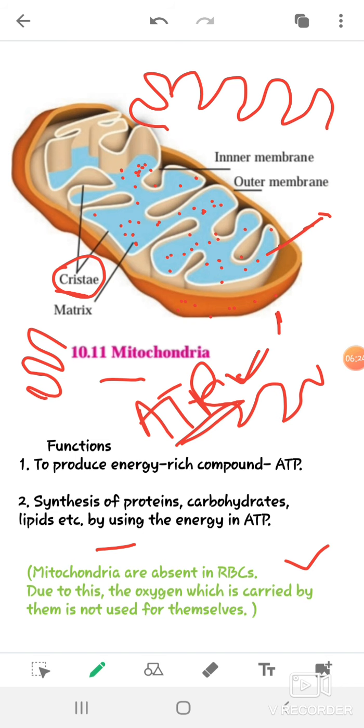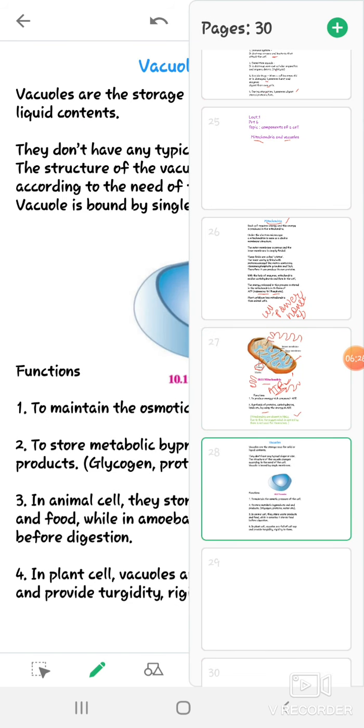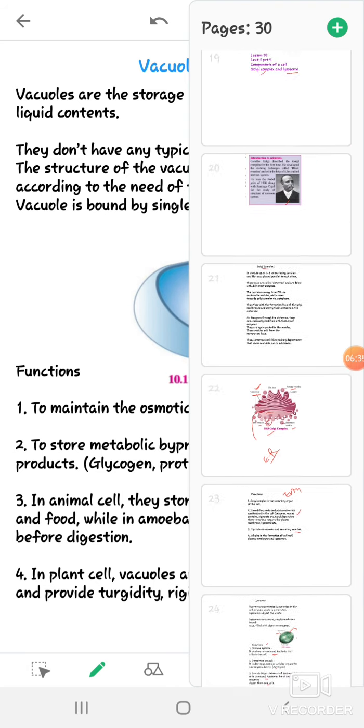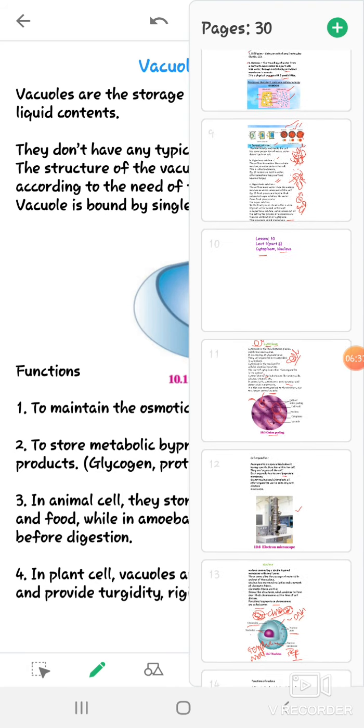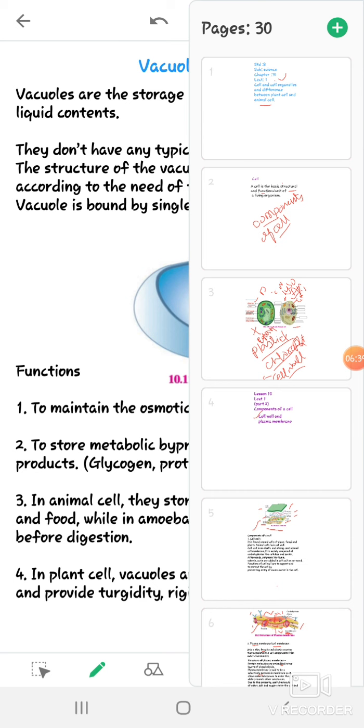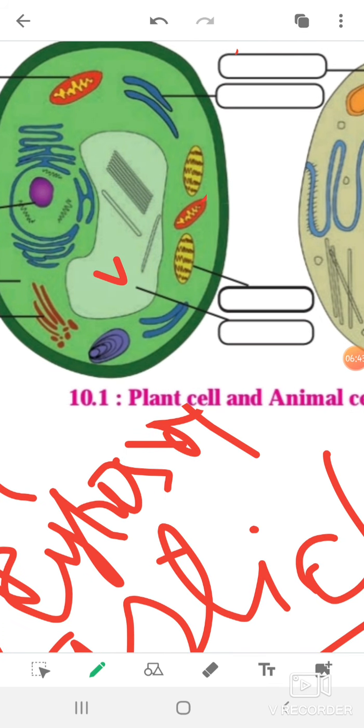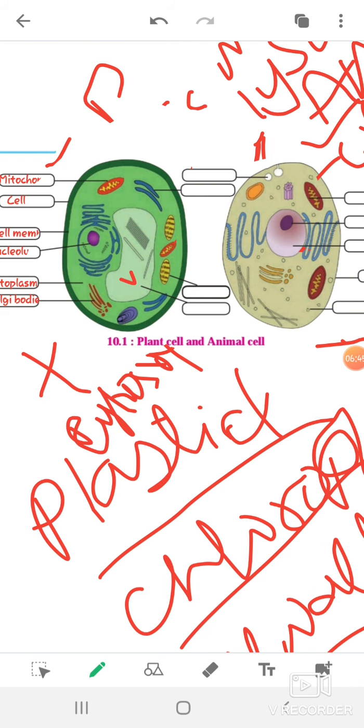So our next is the vacuole. Next organelle of a cell is the vacuoles. So you know what vacuoles are? They are sac-like structures we have seen in the cell. There is a big vacuole in a plant cell, and see this diagram. This is a vacuole. There's a big vacuole in a plant cell, and small vacuoles are present in an animal cell.